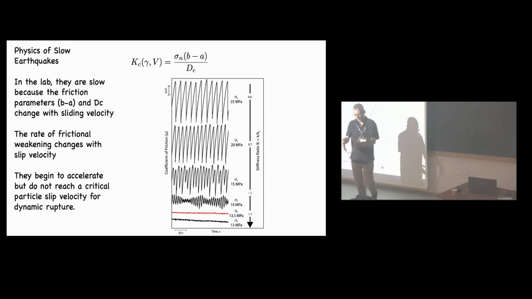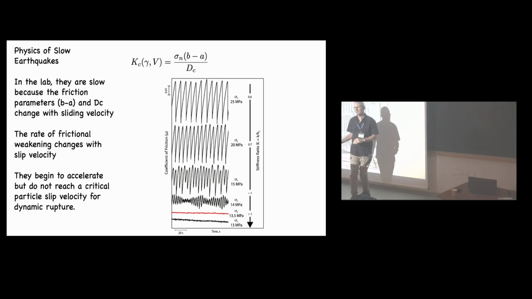Okay, so I just focused on the lab for a few minutes because we've heard a lot about slow earthquakes in the last couple of days. I'm sure we're going to hear more about them. But in the lab, in these experiments, what we know is that B minus A and D sub C changes as a function of sliding velocity and also strain. The rate of frictional weakening changes that way.